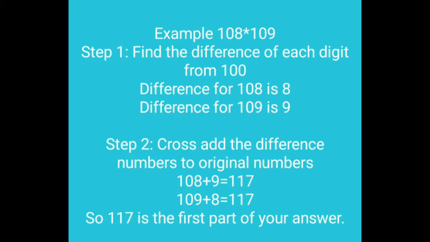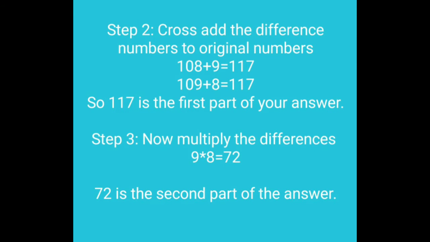Let me recall. First find the difference of each number from 100 and then cross add them. That was simple. Okay, let's move to the second part of the answer. That is step 3 here. It's very simple. Just multiply those two differences which you have got. 9 into 8 which is 72. Yes guys, that becomes the second part of your answer.